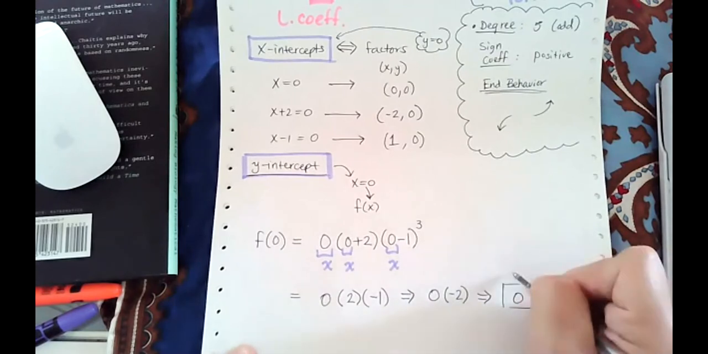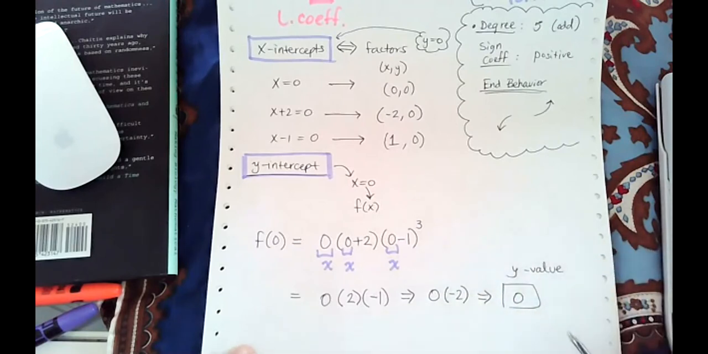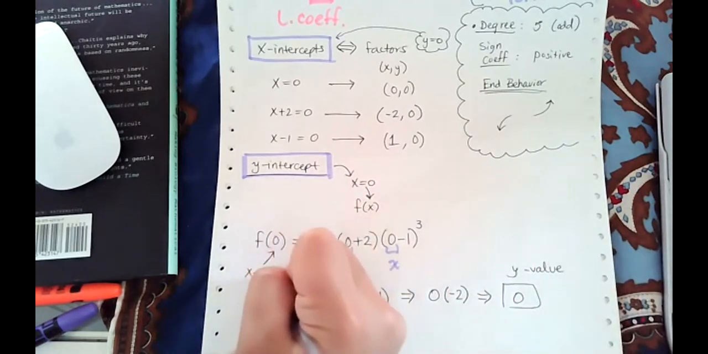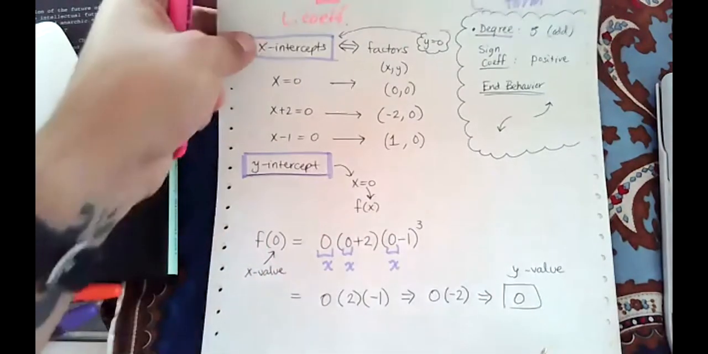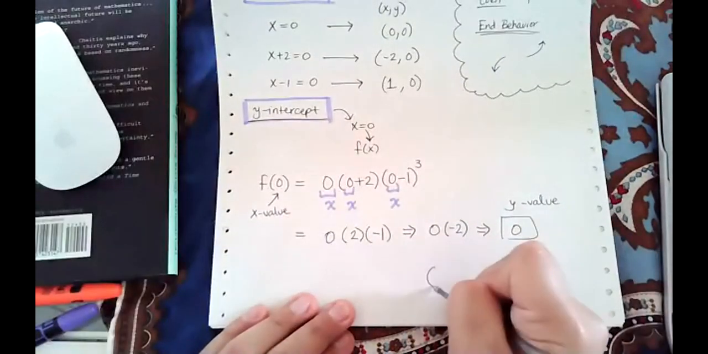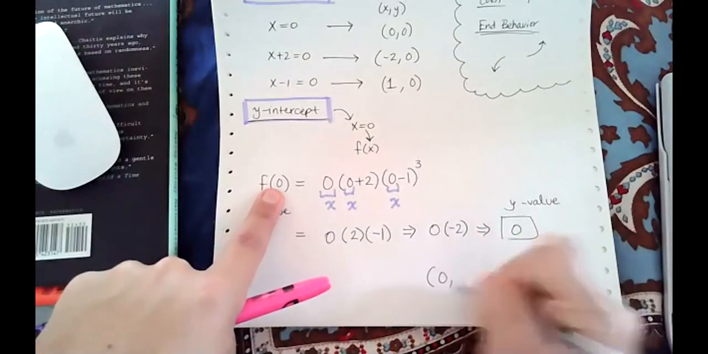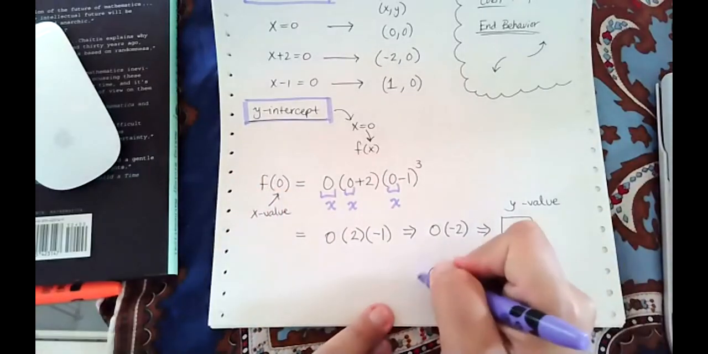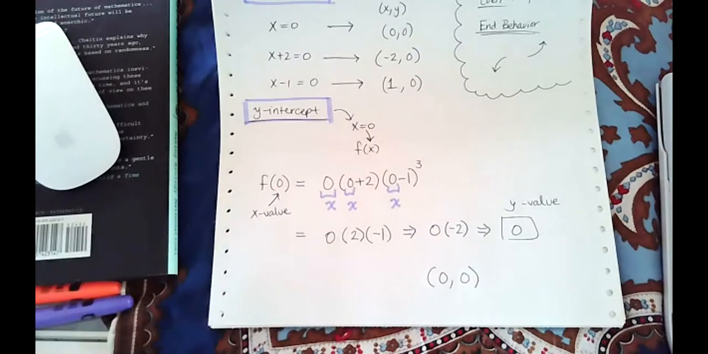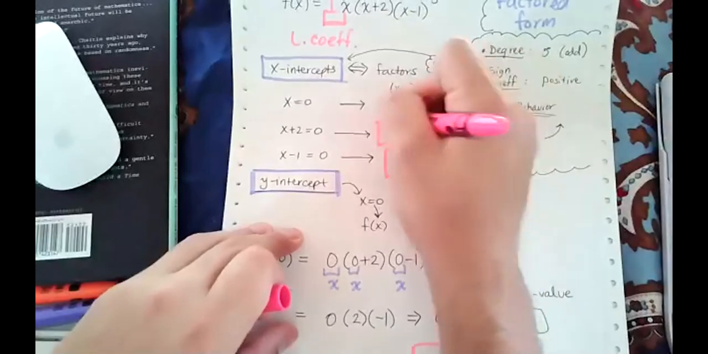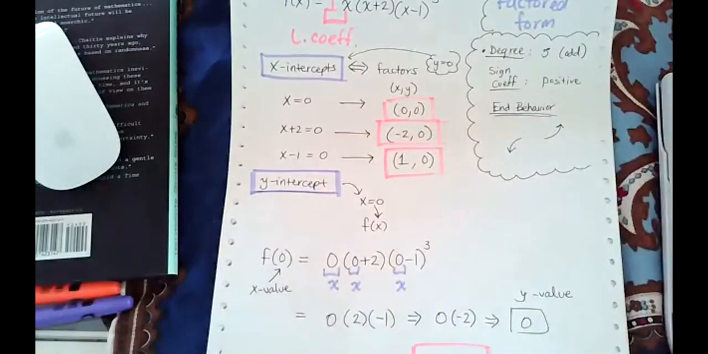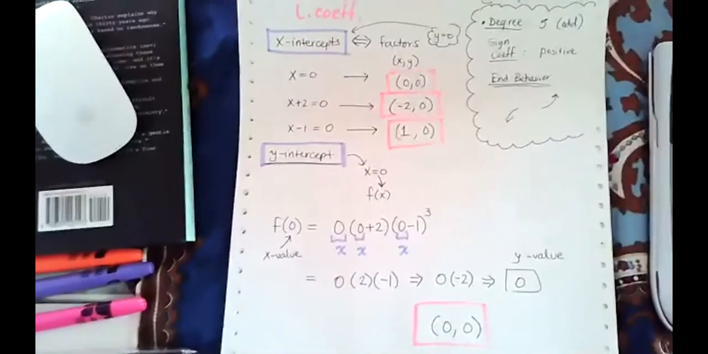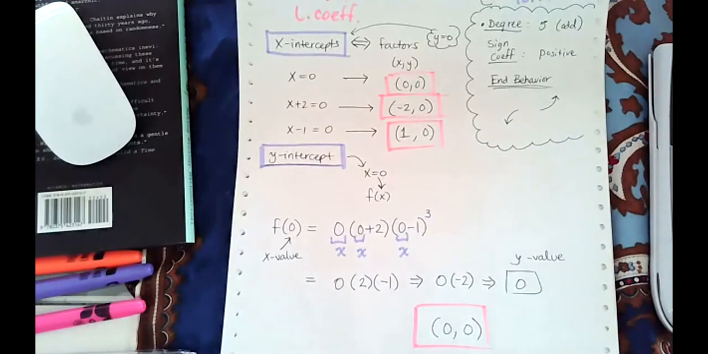Okay, so that's the y value when our x value is 0. That means our y-intercept is x is 0, y is 0. I'll use a different color. There's our y-intercept. And then we need our x-intercepts so that we can graph this thing. Any questions?